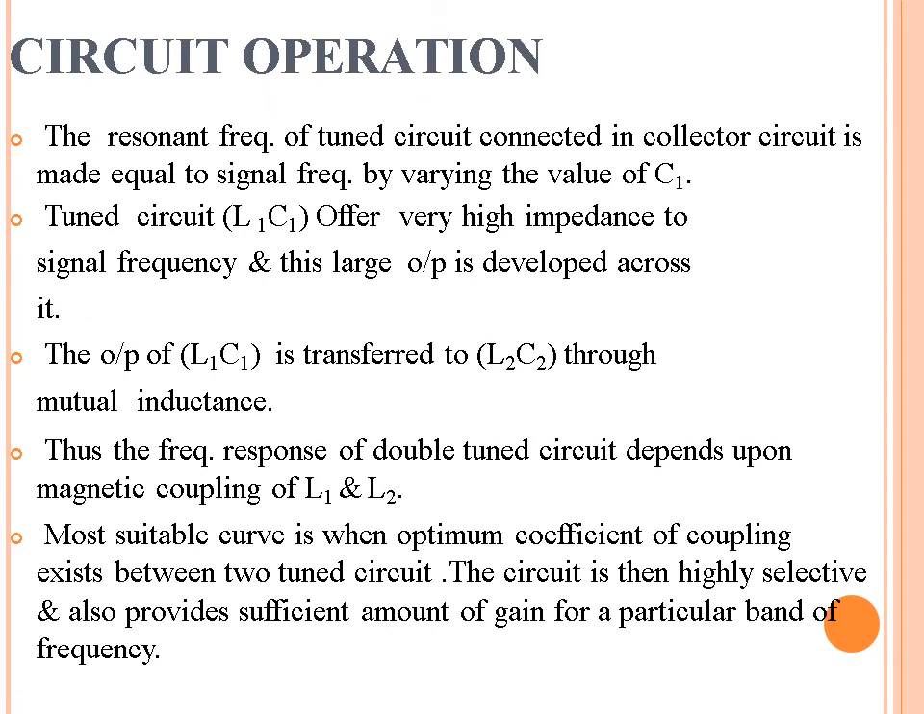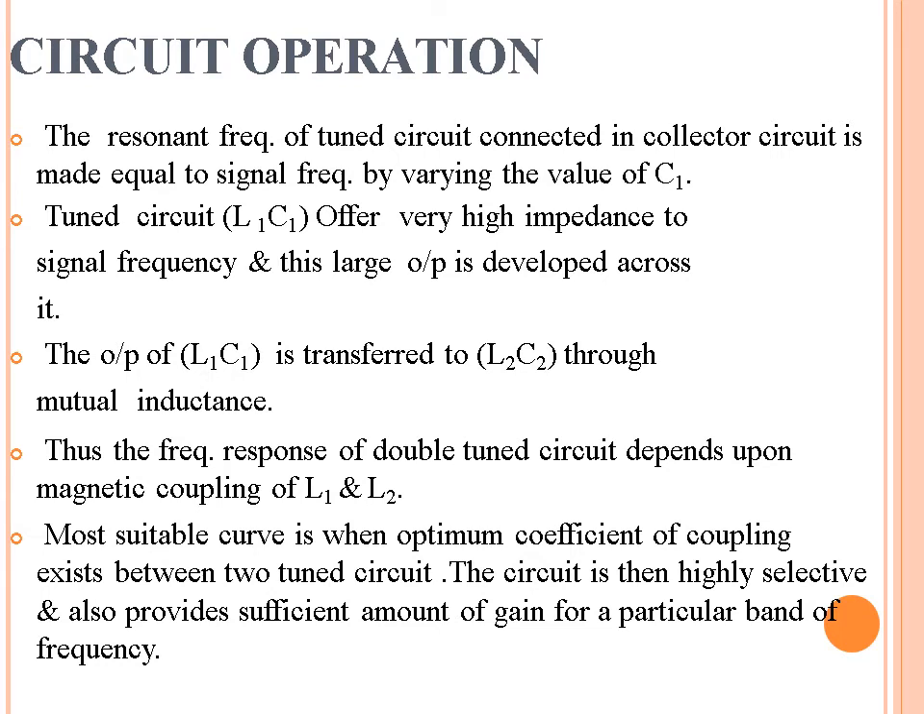The circuit operation is that the resonant frequency of the tuned circuit connected in the collector circuit is made equal to the signal frequency by varying the value of C1. So L1 C1 offers very high impedance to the signal frequency, and a large output is developed across it. The output of L1 C1 is transferred to L2 C2 through mutual inductance. Thus, the frequency response of the double tuned amplifier circuit depends upon the magnetic coupling of L1 and L2.